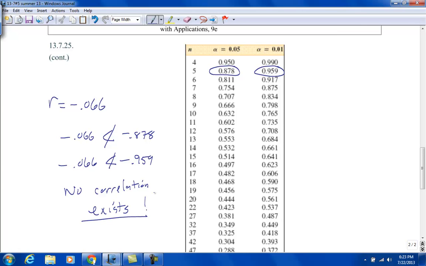Okay, and that's how we do this problem. I hope it makes sense.